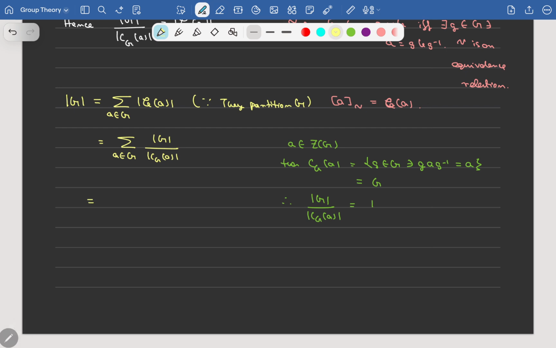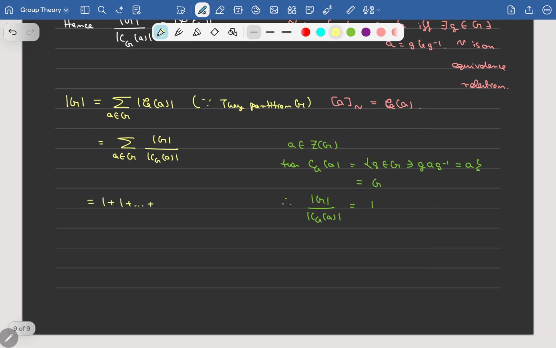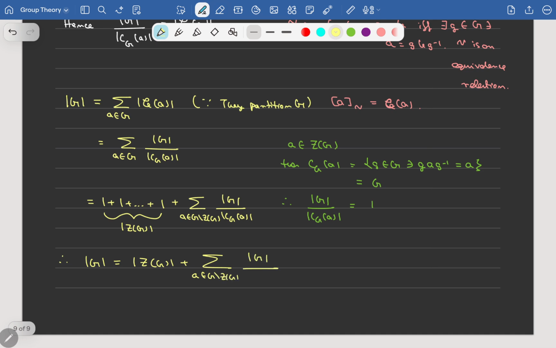And hence this comes out to be 1 plus 1 and so on till 1, and these are the number of times, the cardinality of the center, plus the sum over all the elements in G except the center. So therefore we have the cardinality of G to be the order of the center of the group plus the sum over all the elements which are not in the center of the cardinality of G divided by the cardinality of the centralizer, and this is what we call the class equation.